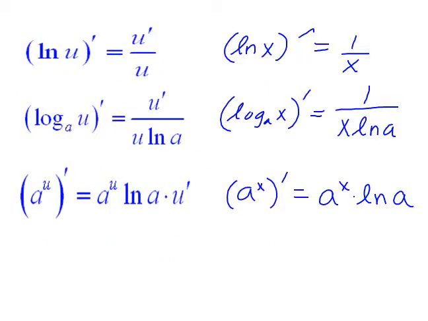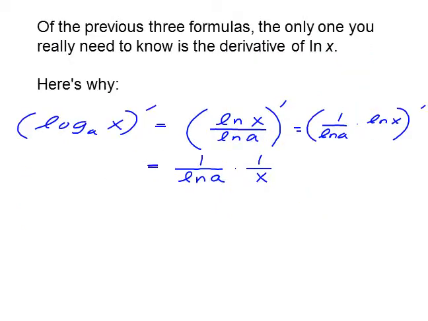Here's a summary of all the log-related derivatives we've found so far. Each row is really the same rule, just written with or without the chain rule. Of those three formulas, you should only bother to memorize the one for the natural log of x. If you needed to find the derivative of log base a of x, you could use the change of base formula to rewrite it as ln x divided by ln a. And the derivative of that, since ln a is constant, is 1 over ln a times 1 over x.